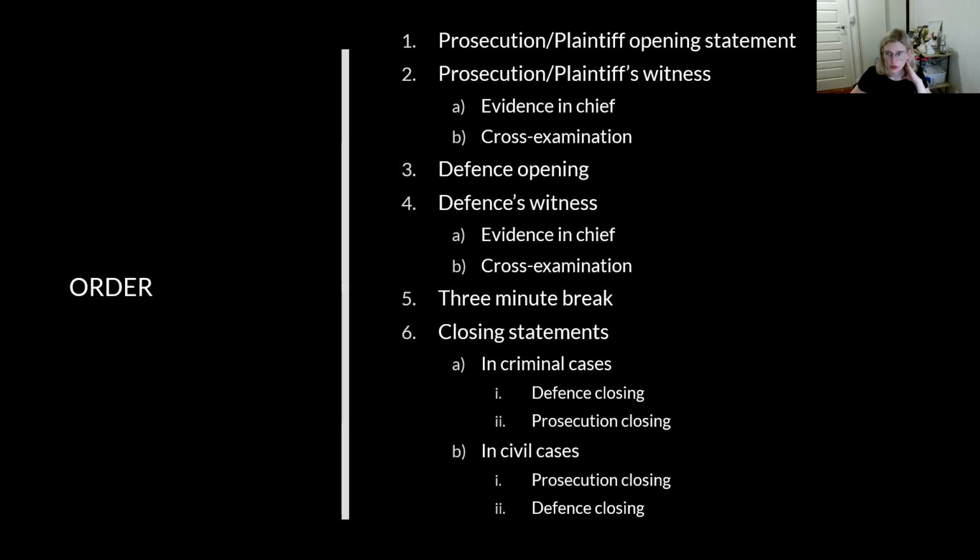So it starts off with the prosecution or plaintiff, depending on whether it's civil or not, opening statement, and then the prosecution or plaintiff's witness. There's evidence in chief, and then cross-examination. There's no allowance in the rules for re-examination, which ordinarily would occur with a proper court case. And then there is a defence opening, the defence's witness, evidence in chief and cross-examination, and then a 3-minute break, and then the closing statements.